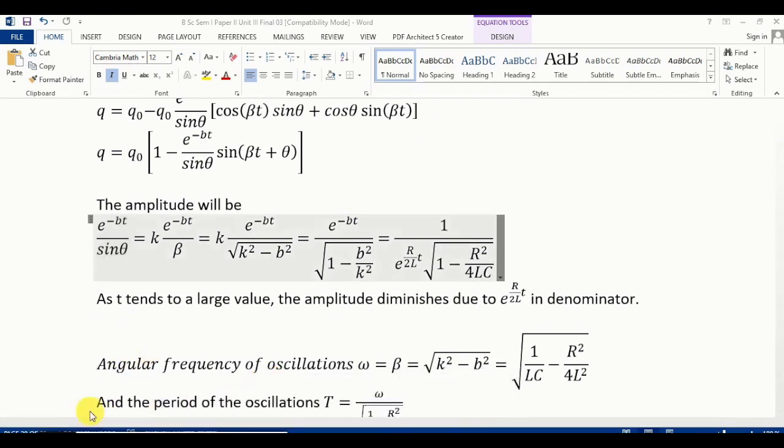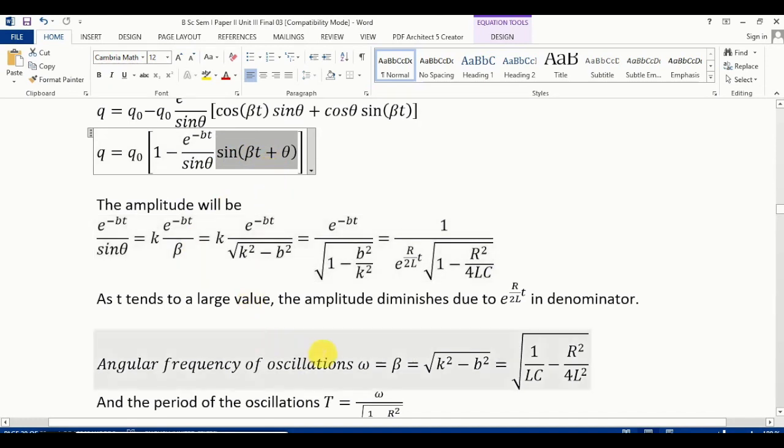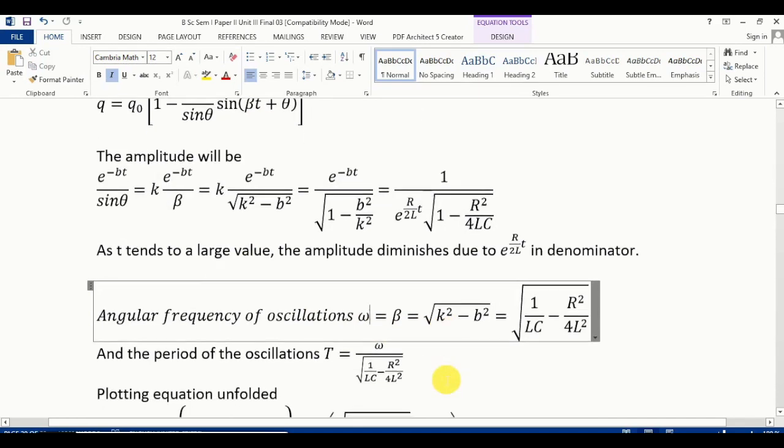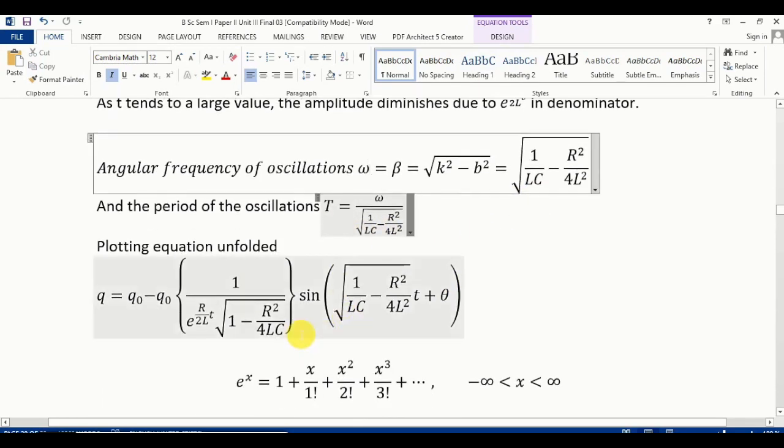and this quantity can be fairly looked as k into k upon beta into e to the power bt. So as time grows, this becomes vanishingly small. So the amplitude function, which is associated with this sine of beta t plus theta, it is diminishing with time, and the frequency of oscillation omega is simply beta equal to under root of k square minus b square. So here you can look for period and all other things.